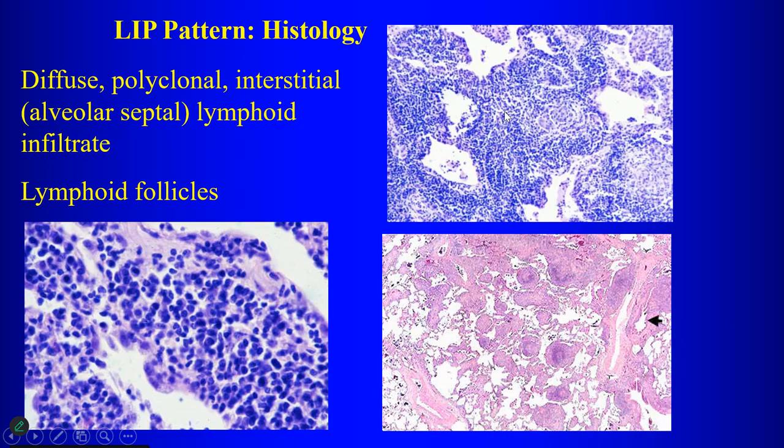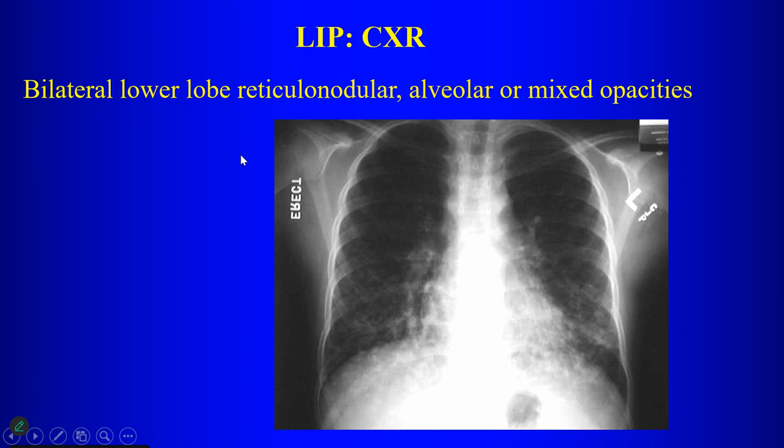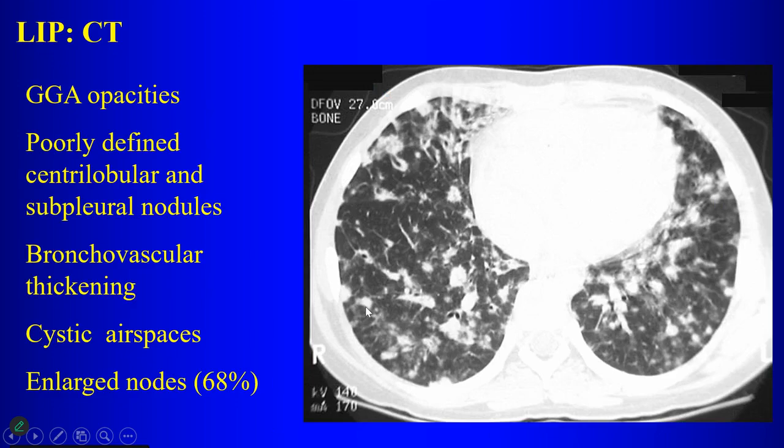The key is lymphocytes in the interstitium. And the difference between this and lymphoma is that here they're polyclonal lymphocytes. All right, so it's proliferation of lymphocytes in the interstitium with LIP. That's what we have. The appearance is very variable. You can have reticulonodular pattern, you can have alveolar pattern, you can have mixed opacity. So the appearance is very nonspecific.